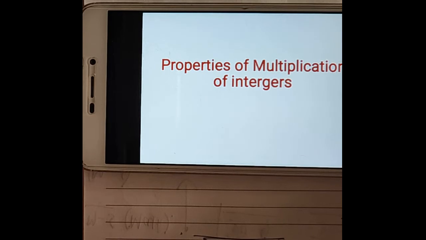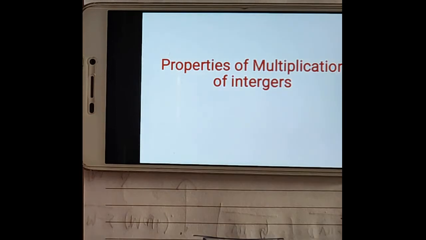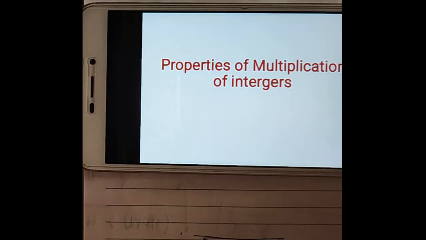Properties of multiplication of integers. Similarly, we studied in the previous class the properties of addition and subtraction, right? Commutative, I hope you remember, zero, identity. All those were the properties of addition. So similarly, in multiplication of integers also you have to follow certain properties, certain rules you can say.